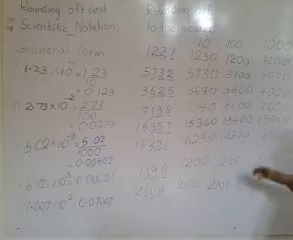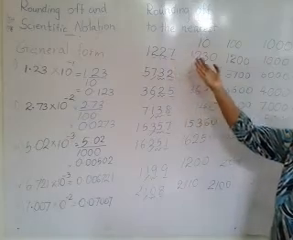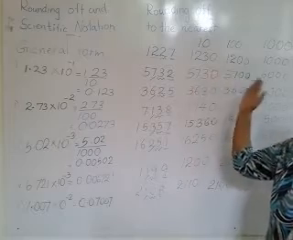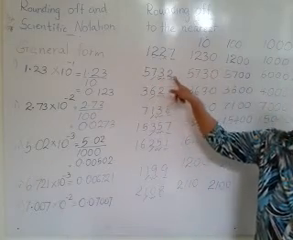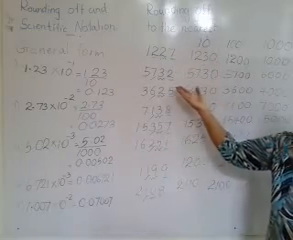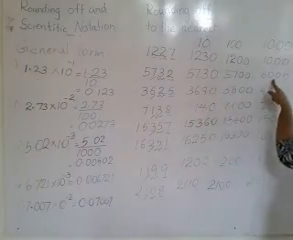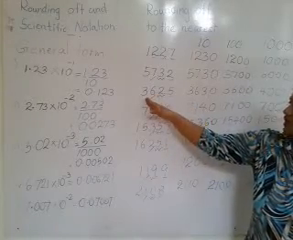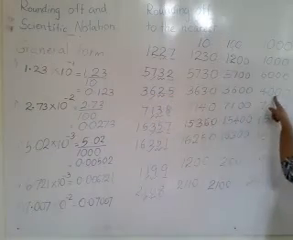And we can consider it in another way also. 1227 is between 1000 and 2000. Which number is it closer to? It is closer to 1000. 5732 is between 5000 and 6000. Which number is it closer to, 5000 or 6000? It is closer to 6000. And 3625 is between 3000 and 4000, so it is closer to 4000.